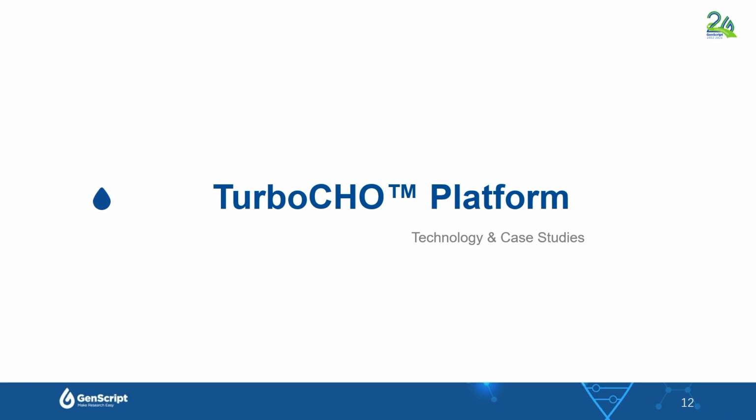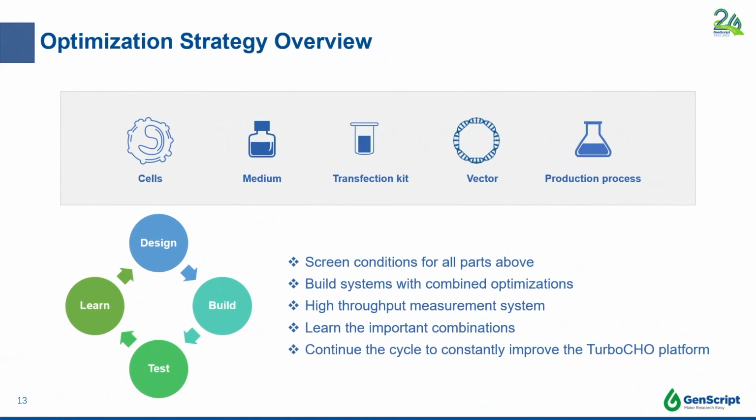So now I just want to talk a little bit about our TurboCHO platform. In terms of the way that we have been able to develop this platform, we follow this design, build, test, and learn method for each of these components at the top. In terms of getting a highly productive CHO cell, we've undergone several rounds of cell engineering to ensure that the cell can be grown to a high density and give high production. Then we've also optimized the medium, the transfection reagents and methods, as well as the vectors and the purification process. All of this has enabled us to express, from gene synthesis all the way through to the production of human IgG, for example, in as little as 5 days.